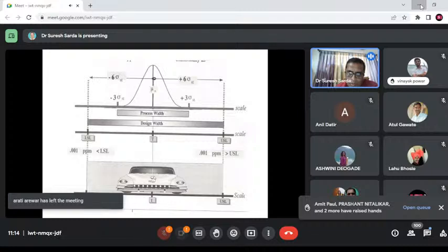Now how to proceed for Six Sigma? You have to go for selection of project, then prioritize the project.